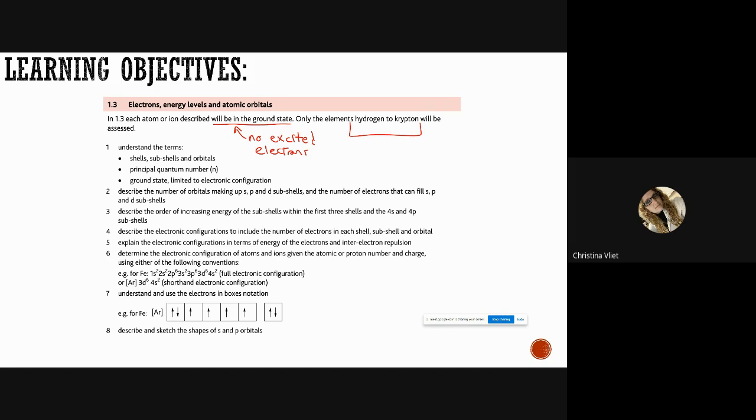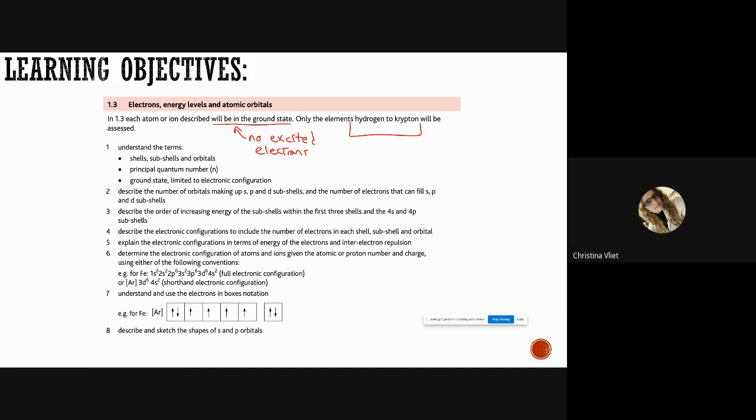Understand the terms. Do you recognize what a shell is, what a subshell is, and what an orbital is? Put a check mark if you remember this. Put an X if you have no clue. You could be iffy on it as well. That's okay. We're going to re-describe it.